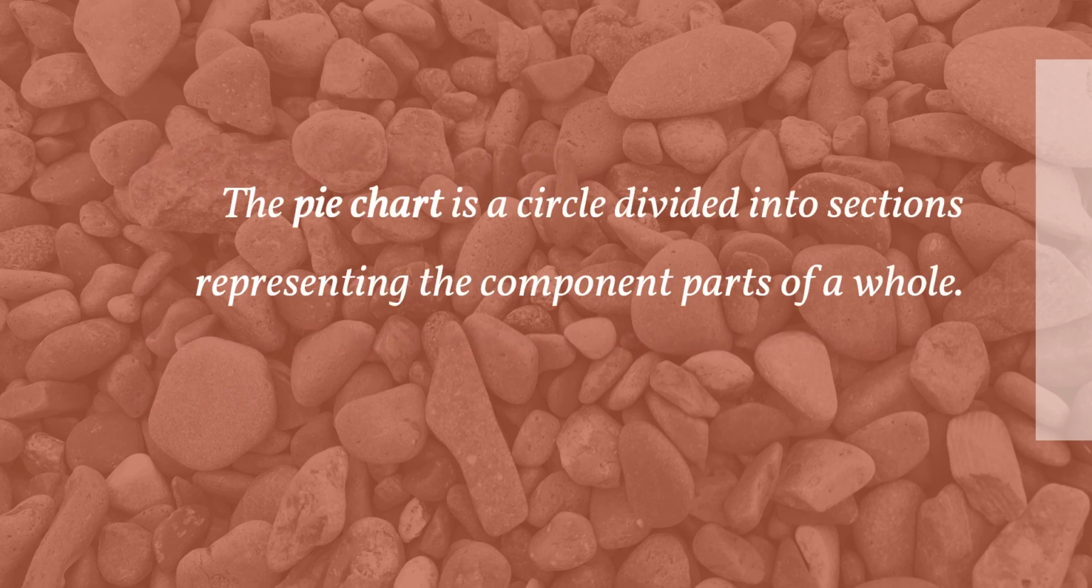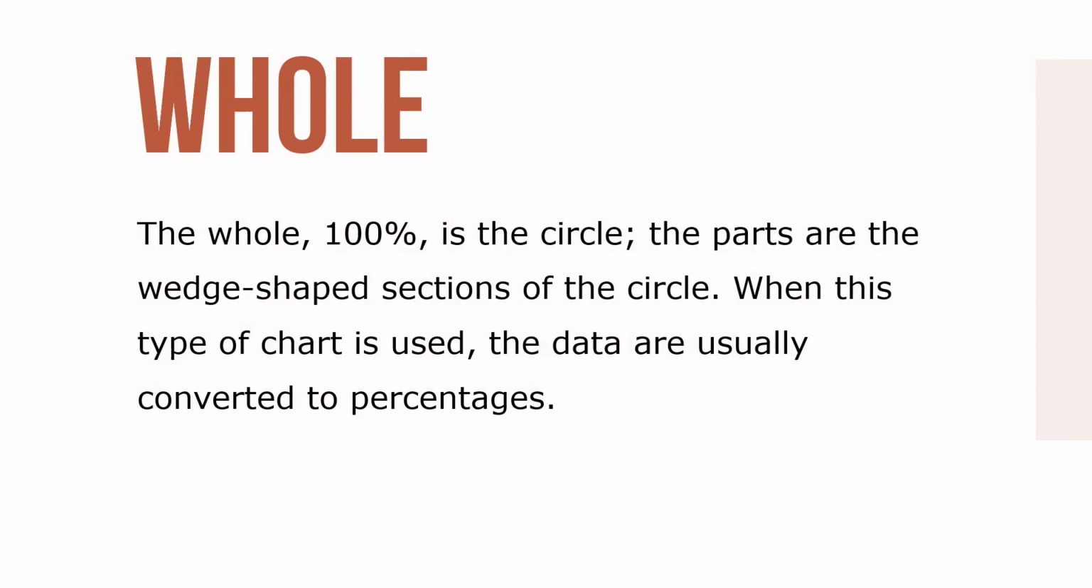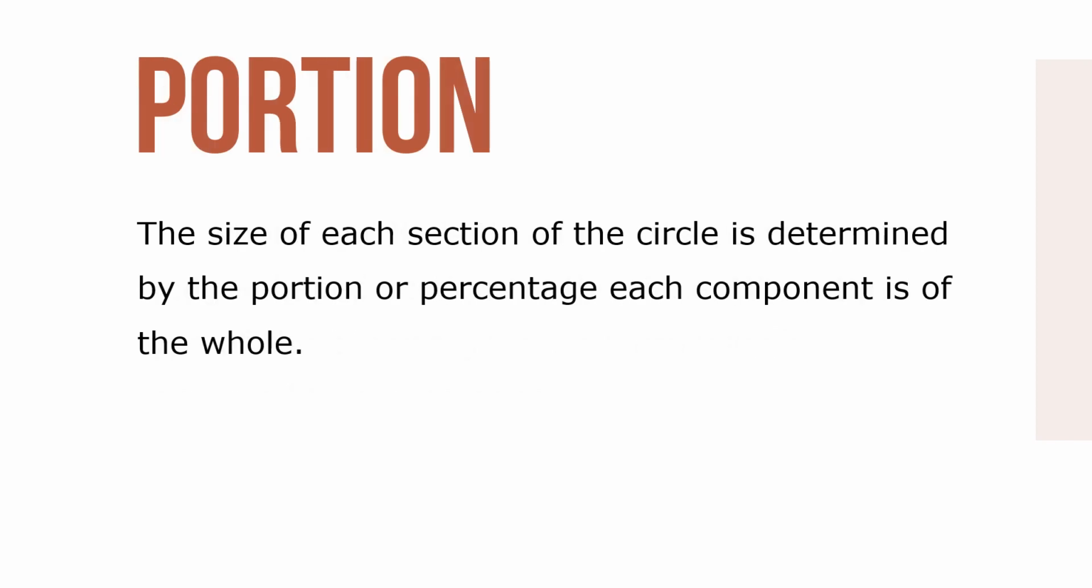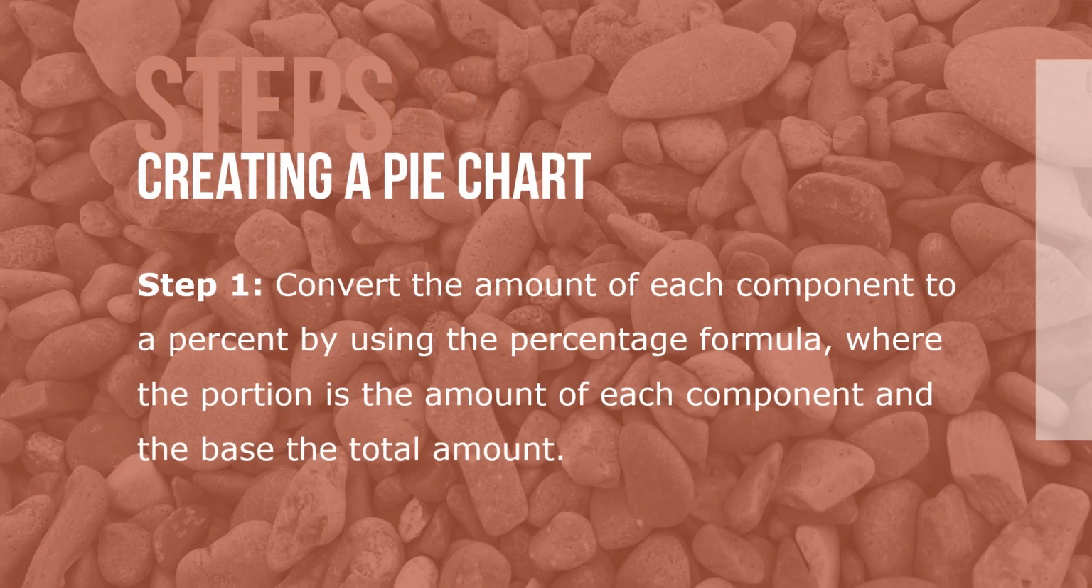The pie chart is a circle divided into sections representing the component parts of a whole. The whole, 100%, is the circle. The parts are the wedge-shaped sections of the circle. When this type of chart is used, the data are usually converted to percentages. The size of each section of the circle is determined by the portion or percentage each component is of the whole. Here are the steps to creating a pie chart.